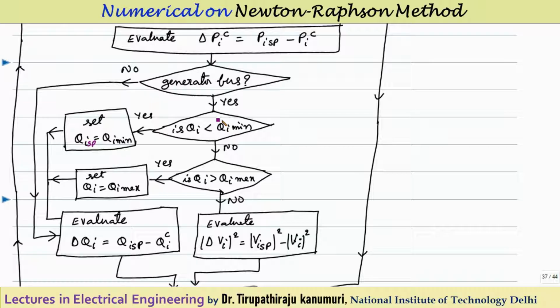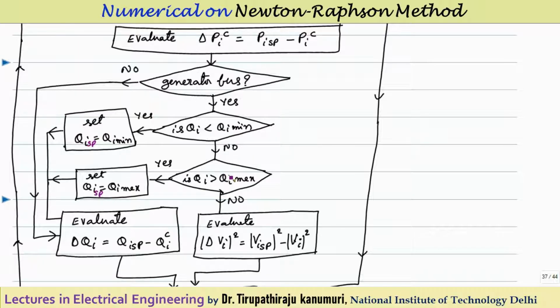Let us assume it is not violating the lower limit. We proceed further and check whether it is violating the upper limit. Let us assume it is violating the upper limit. Then in that case Qi specified will be taken as Qi maximum, because in the case of a generator bus Q is not mentioned. In the case of a generator bus only P and V are mentioned, but for calculating delta Qi we need the Q specified value. That is why we take the Q specified value accordingly if it is violating the limits.